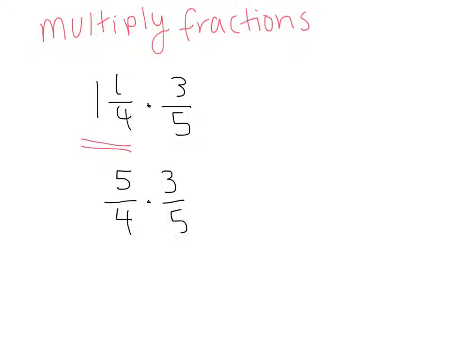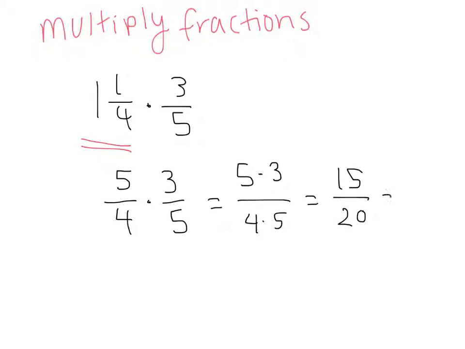Now that I have that, I'm just going to multiply across. I'm going to say 5 times 3 is 15, and then 4 times 5 is 20. And I'm going to reduce my fraction to simplify. It's going to be 3/4, and that's my answer. Done.